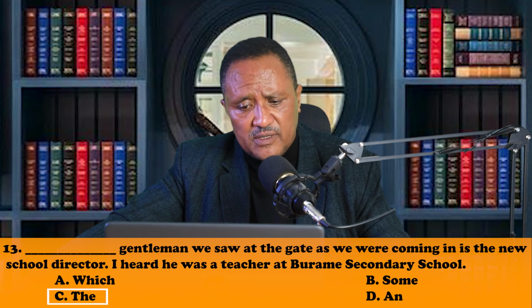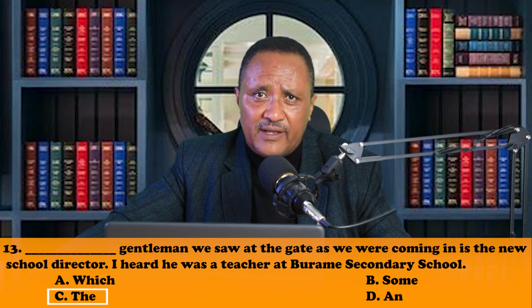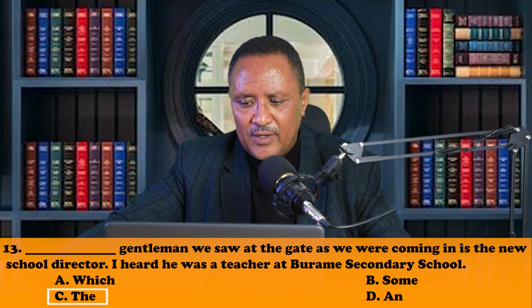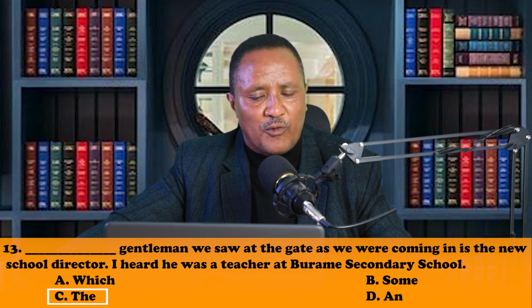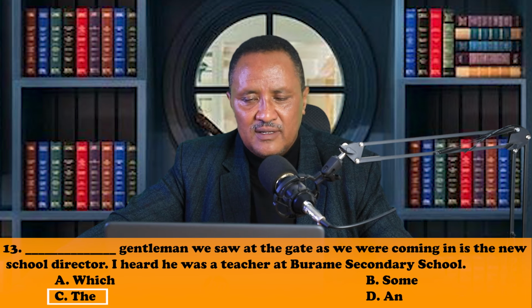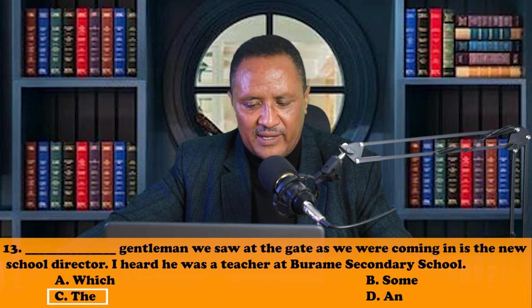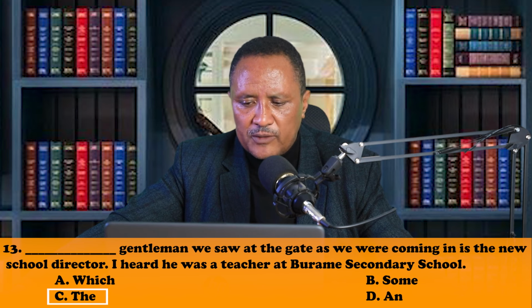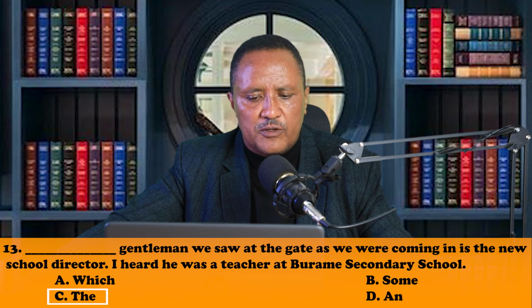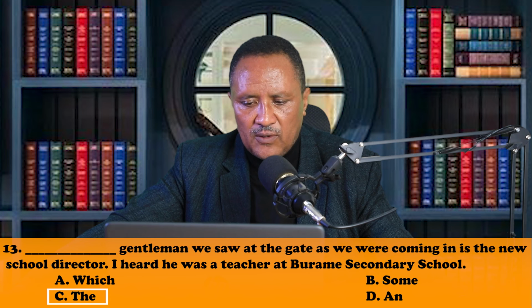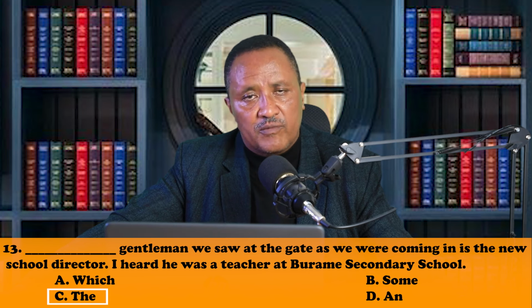In this sentence, we are identifying a specific gentleman who was seen at the gate and is now revealed to be the new school director. That's what the context, of course, signifies. The appropriate word to use here is the, which is used to refer to a specific person or thing that's already known or can be identified from the context.